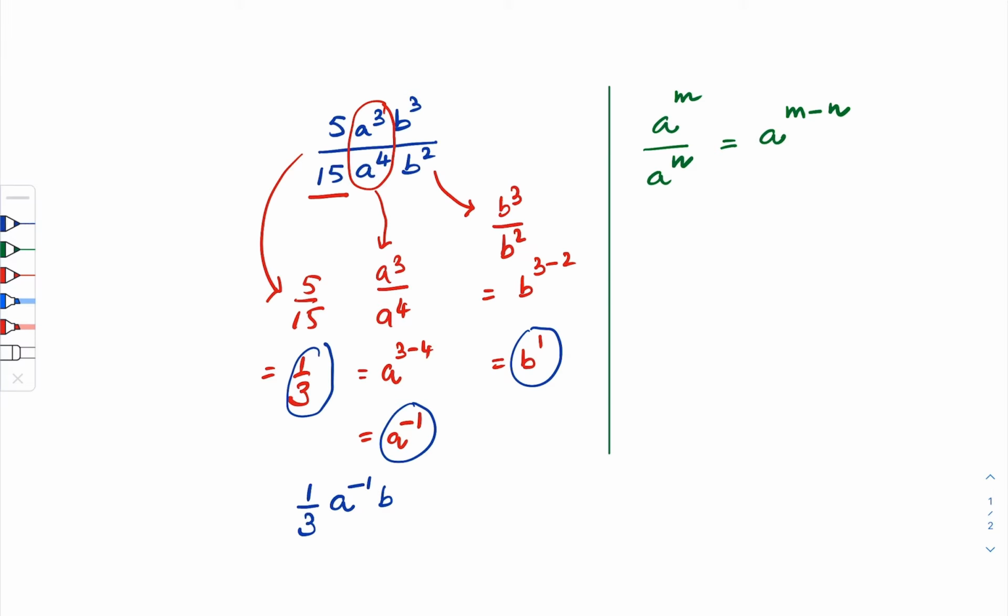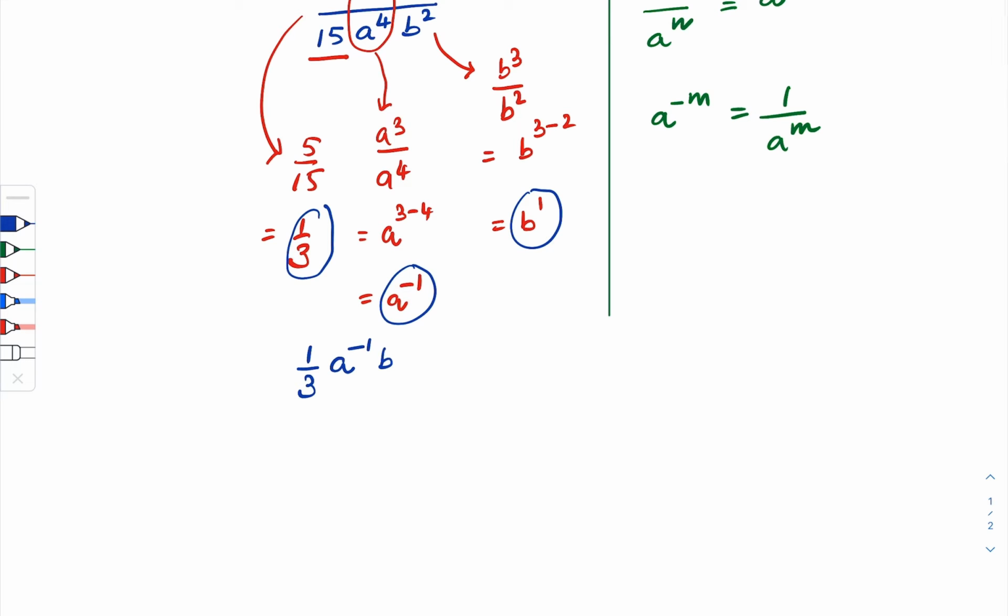Now a raised to negative 1, it's not common to keep this as a negative term. So here's something else you want to consider. Anything raised to a negative power, let's say a raised to negative m, can be written as 1 over a raised to positive m. So you just flip it, put it under 1, and then change the sign of the power. So what this becomes is 1 third, 1 over a raised to 1 times b.